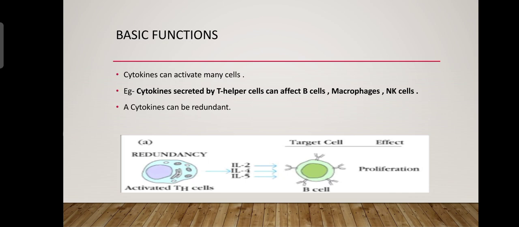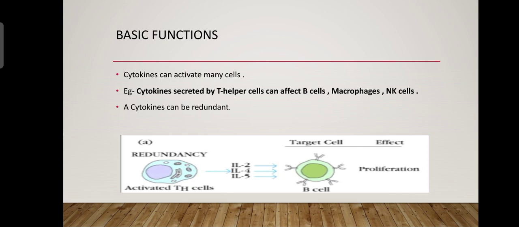Our next function is cytokines can activate many cells. For example, cytokines secreted by T helper cells can affect B cells, macrophages, NK cells, that is natural killer cells.